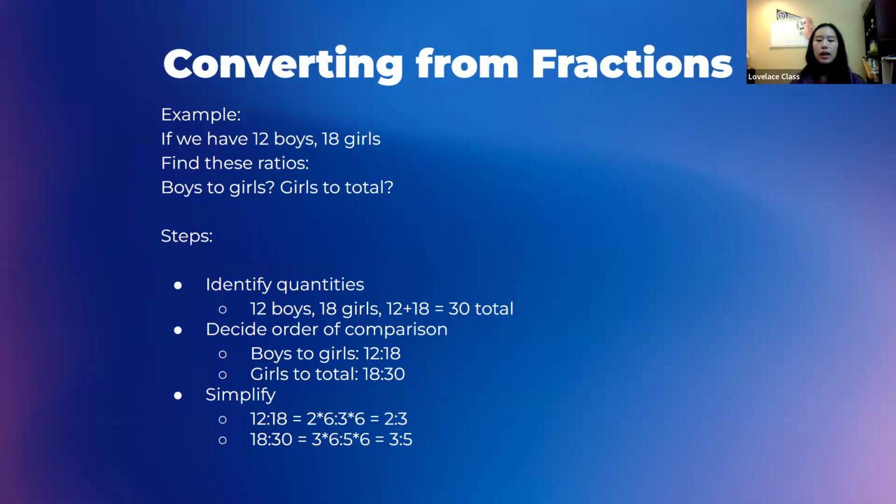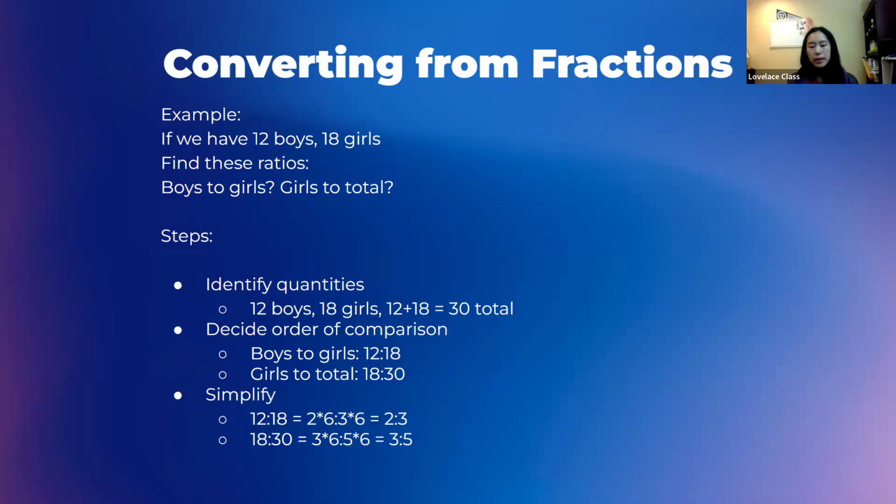So the first thing you want to do is identify the quantities, right? If you have 12 boys, you have 18 girls, you can write these out. But then the total is students, right? So then we have 12 plus 18, which equals 30 total students, correct? So these are all things that we want to keep in mind. So we want to look at what we're comparing. The first question is boys to girls. Well, that's 12 to 18. The second question is girls to total. So that's 18 to 30.